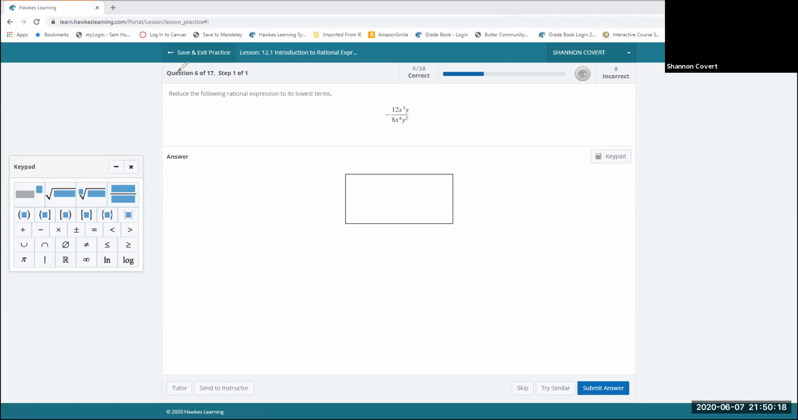Start again. This one's a little different because I don't have a binomial in my numerator or denominator. I just have several different terms all in one monomial. So the first thing you do is you reduce things that are alike. So the coefficients. How can I reduce, I'm going to keep that negative sign out in front. How can I reduce 12 and 8? They're both divisible by 4. So 4 goes into 12 3 times. 4 goes into 8 2. So I have a 3 in the top and a 2 in the bottom.